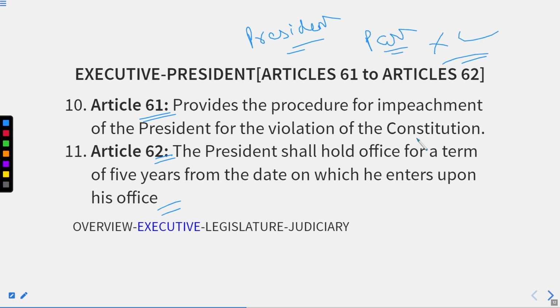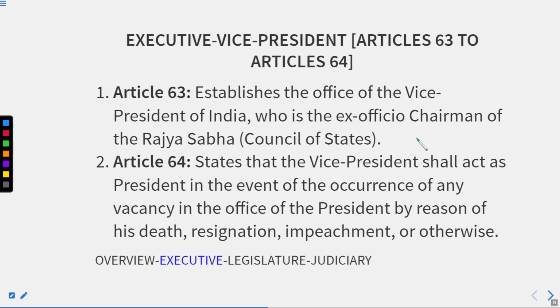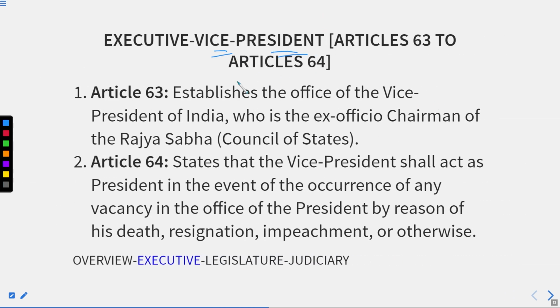Done. Okay, move forward. Now we have the Vice President of India. First, Article 63 establishes the office of Vice President of India, who is ex officio chairman of the Rajya Sabha, the Council of State. Article 64 states that the Vice President shall act as President in the event of any vacancy in the office of the President by reason of his death, resignation, impeachment or otherwise.